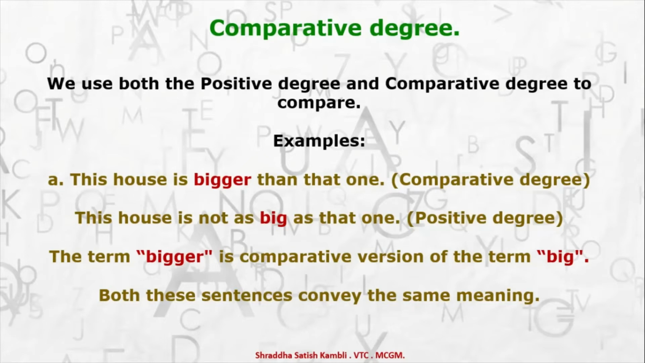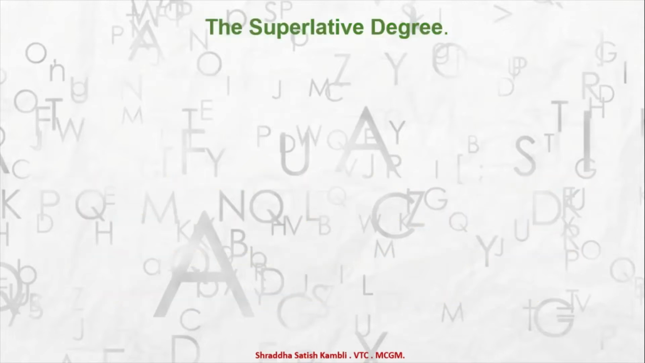Alright, so this is the comparative degree. Now, I told you a little bit earlier, what will you do if there are more than two things? Then what will you do? Let's see now what we'll do. We will use the superlative degree. Superlative. Alright, let's see.